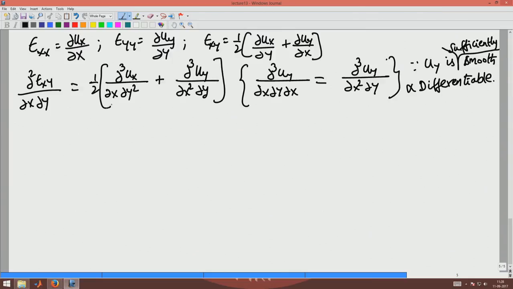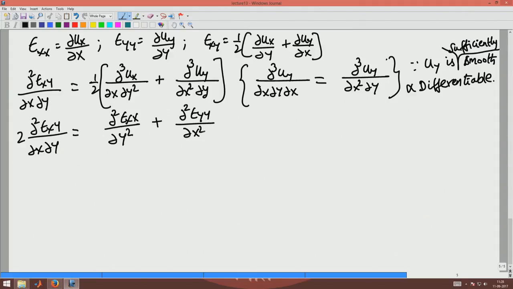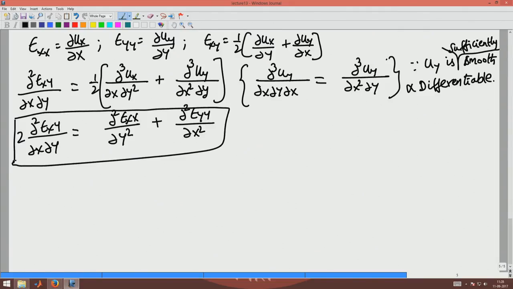Now, what is this? What is 2 times ∂²εxy/∂x∂y? This is nothing but ∂²εxx/∂y² plus ∂²εyy/∂x². So, basically what you have obtained is a differential equation connecting the components of the strain.